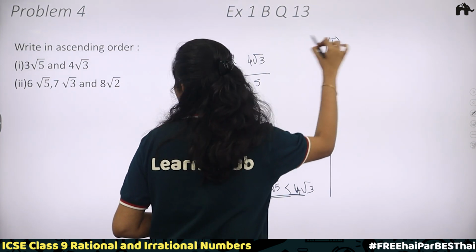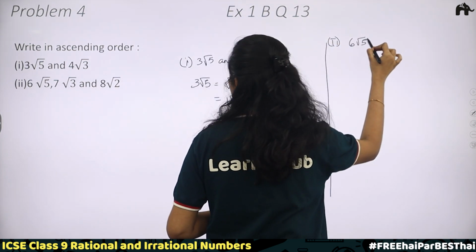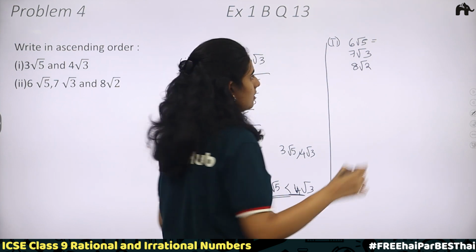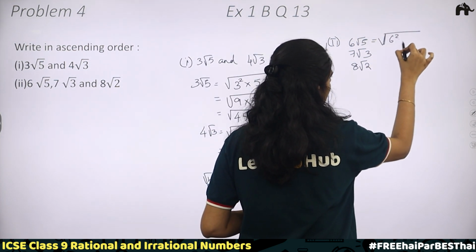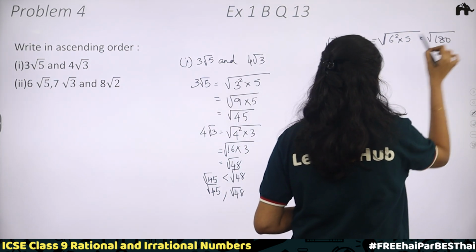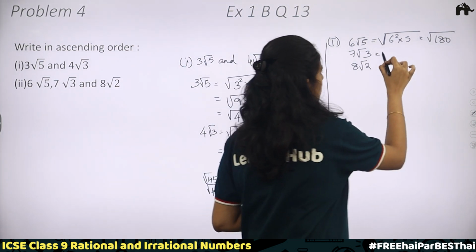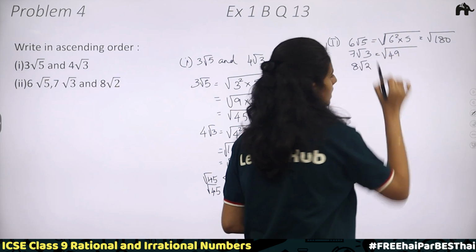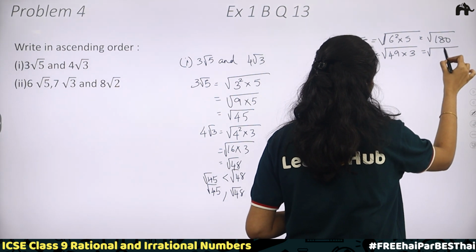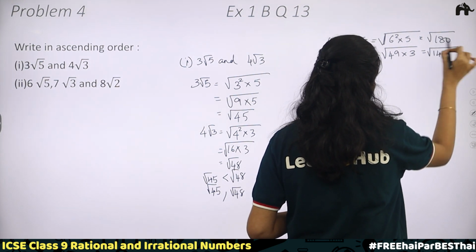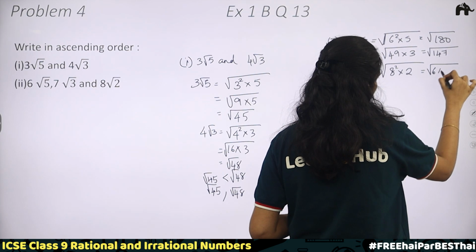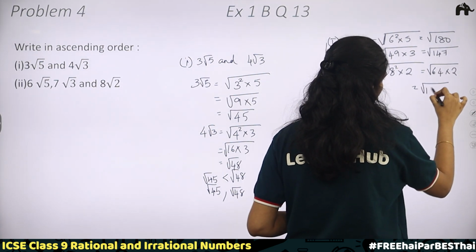Now the second one: 6√5, 7√3, 8√2. 6√5, how much do we get? √(6² × 5), 6² is 36, 36 into 5 is 180, √180. 7√3 is 7 taken inside, becomes √(7² × 3), that is equal to √147. And the third one, √(8² × 2), 8² is 64, 64 into 2, that is √128.